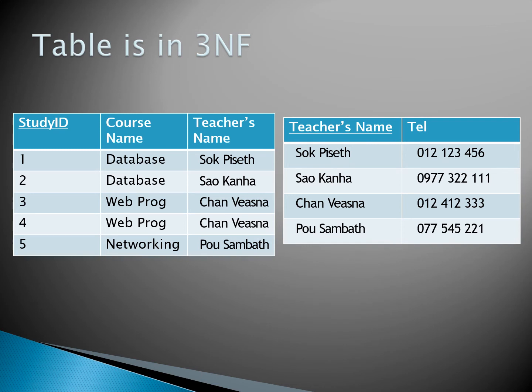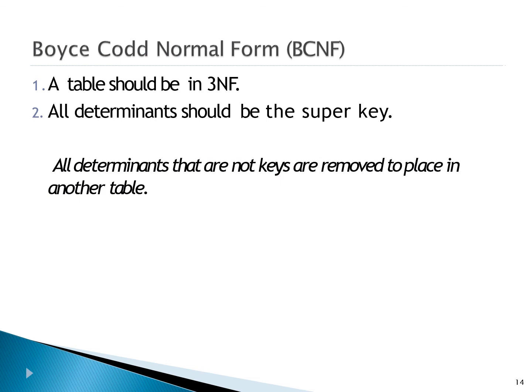This table is in 3NF now, as we have removed the transitive dependency from this table, because we can see that now the non-key attribute telephone number is dependent on the teacher's name, which is the primary key attribute here. Now this is the last normal form, that is BCNF.